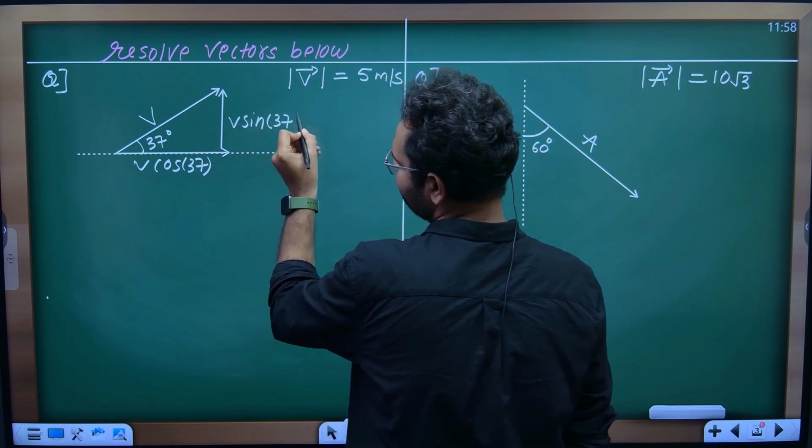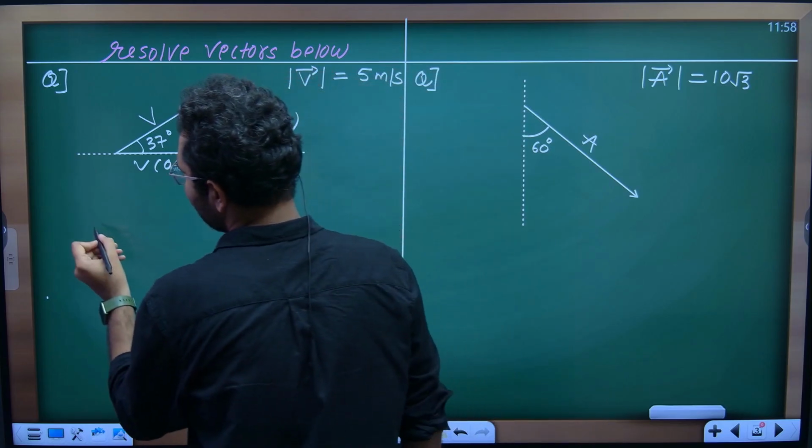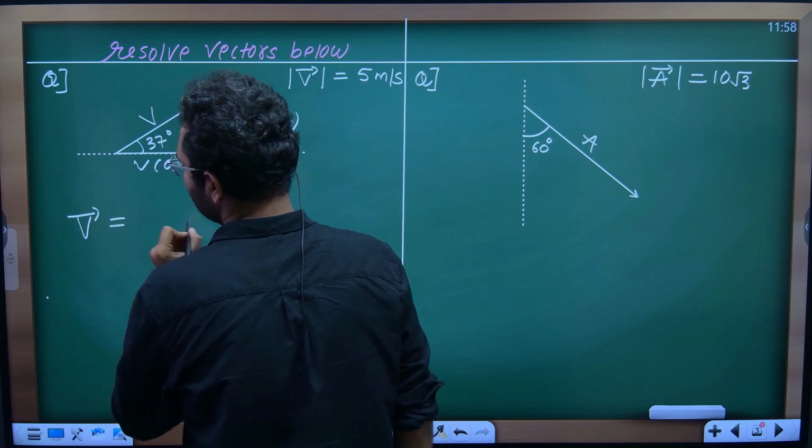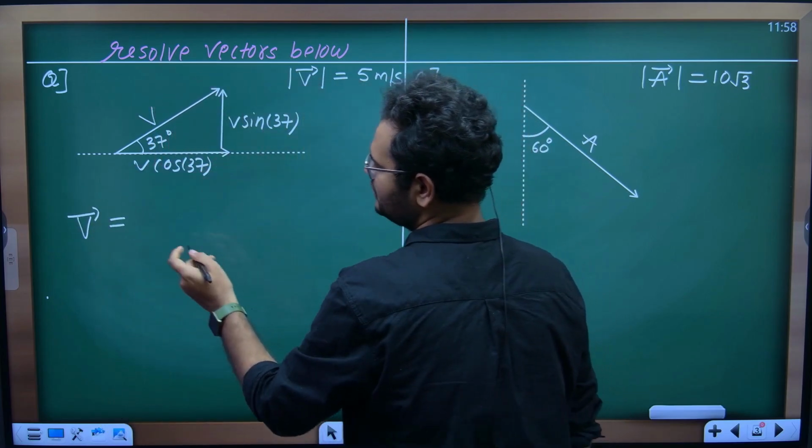Very good. So how to write then? I will write v vector is equal to, first what you do? First you write the length of this. What is the length?